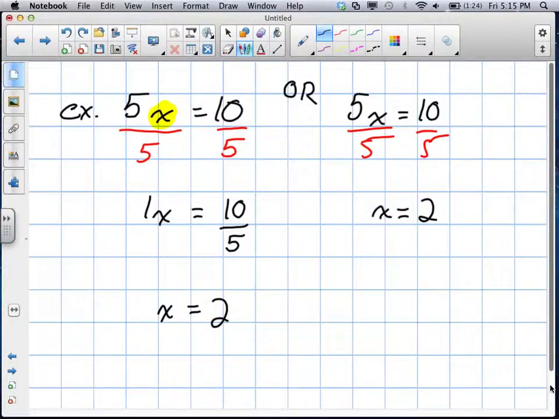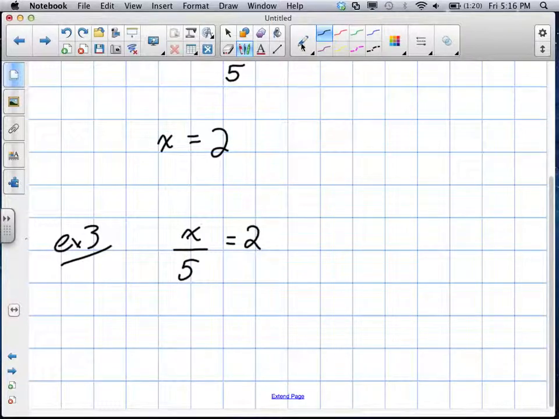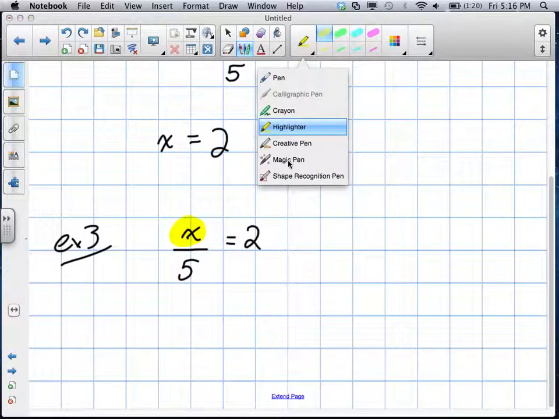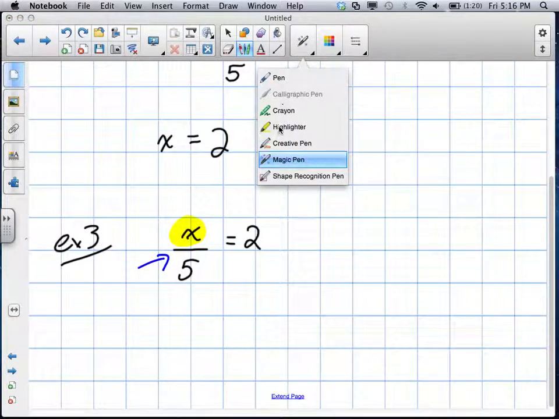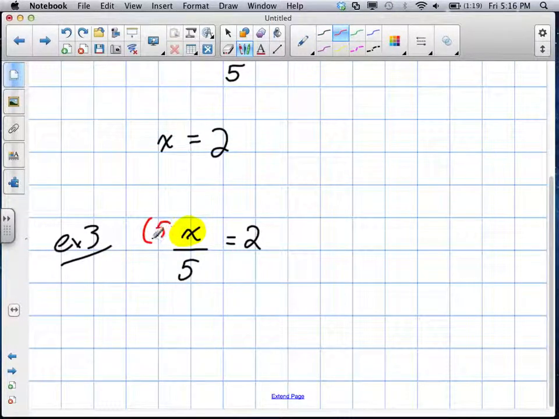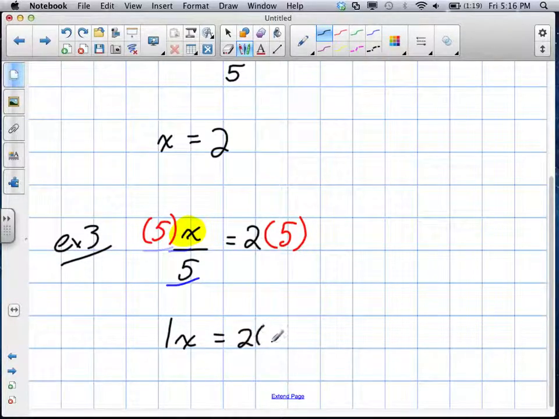Now, I also want to show you the vice versa of that. Call this example 3. What if I have x divided by 5 equals 2? Remember, our goal again is to get x by itself. Because this is a division sign in between, what is the opposite of division? Multiplication. So I need to multiply this side by 5, and I need to multiply this side by 5. When I have 5 divided by 5, it's going to make a 1 again. So I get 1x is equal to 2 times 5.